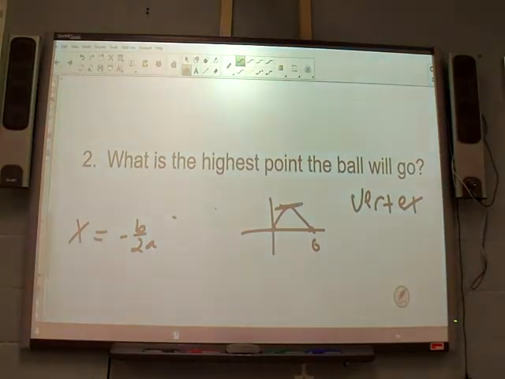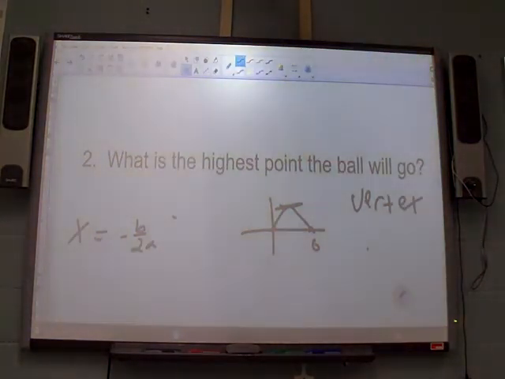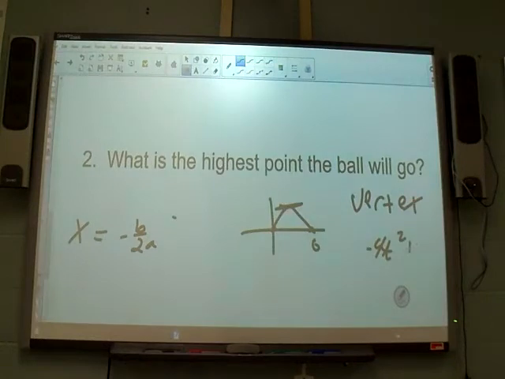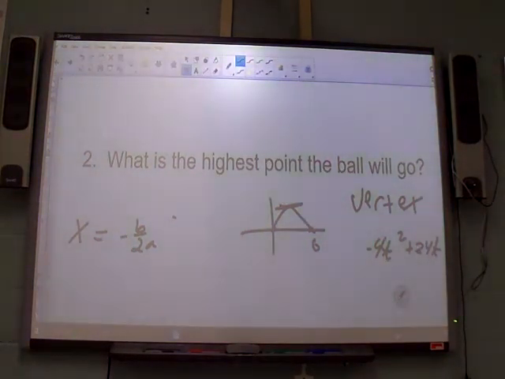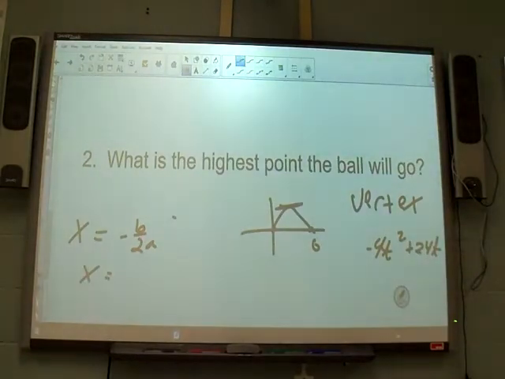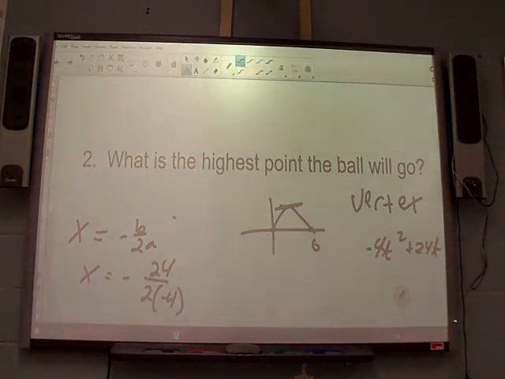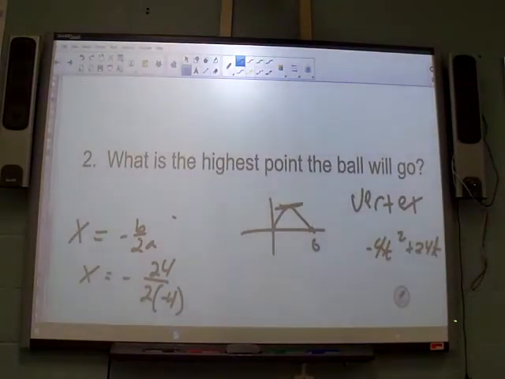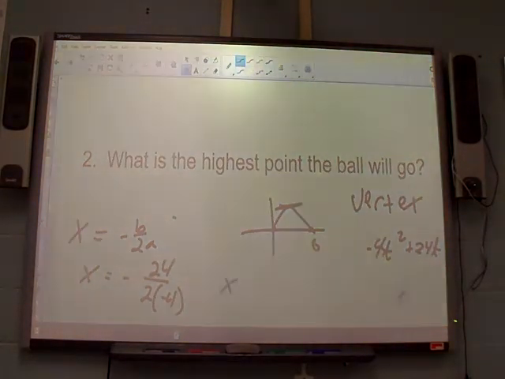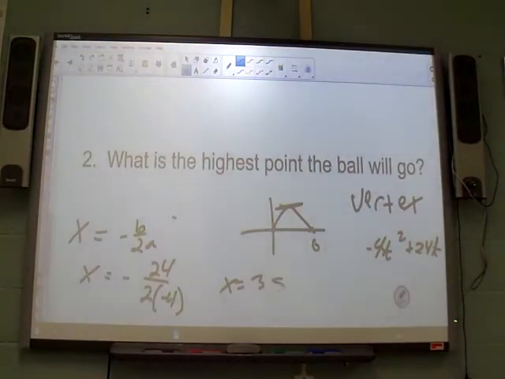Our equation that we have, I've scrolled it off the screen, but it was negative 4t squared plus 24t. So my b is 24. Negative 24 over 2 times my a. My a right here is negative 4. And what's going to happen, you got a negative by negative, so that's going to be a positive. So 2 times 4 is 8. 24 divided by 8, so 3. So after 3 seconds, the ball is going to be at its highest.